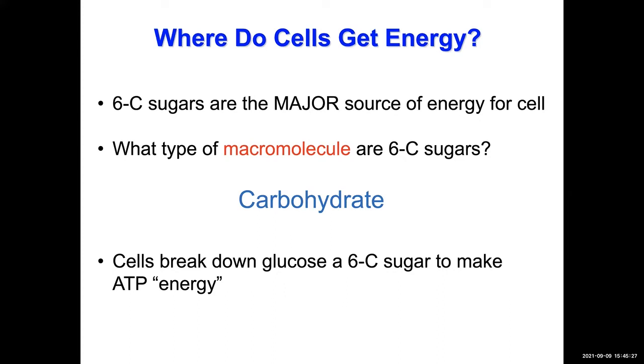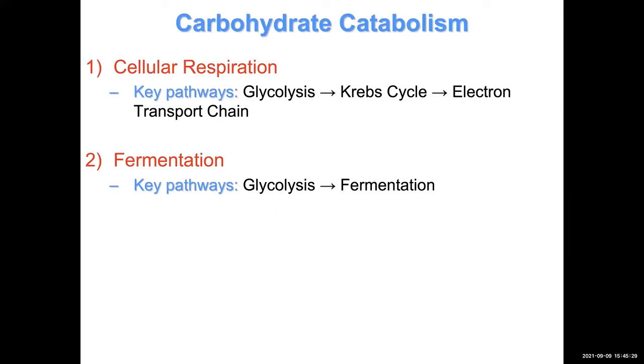energy. So we're going to be talking about that today. In fact, we're going to be talking about carbohydrate catabolism, also known as cellular respiration. There are some key pathways with cellular respiration that we're going to go into a little bit of detail. And those are glycolysis, the Krebs cycle, and the electron transport chain. Another method or pathway that we're going to be talking about is fermentation.